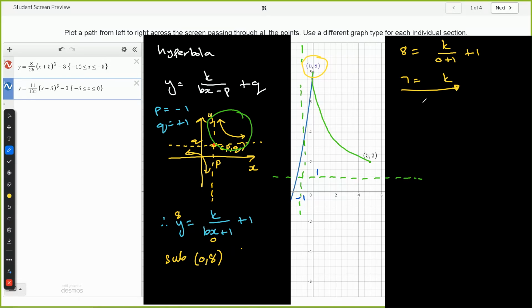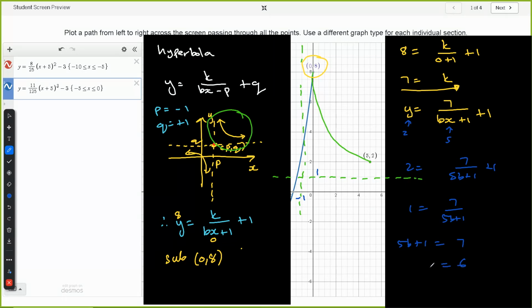And then at the same time, I substitute that back into the equation, and I need to find b now. So if I do substitute b, I want to make sure that I get the right number here, which is going to be (5, 2) in here. If I make x equal to 5 and I make y equal to 2, then 2 will equal 7 over 5b plus 1, plus 1. 2 minus 1 is 1. 7 over 5b plus 1 multiplied to the other side. 5b plus 1 equals 7. 7 minus 1 equals 6. And so b equals 6 over 5.